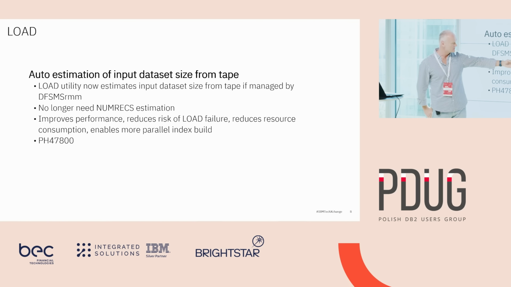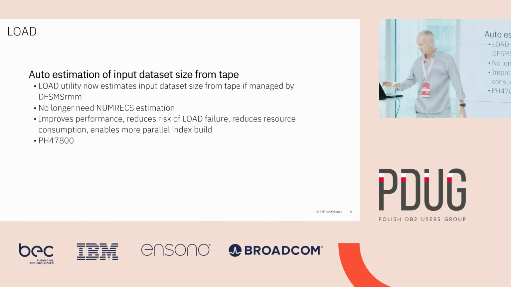Without it, you would need to use a NUMRECS option where you basically just tell us roughly how many rows you think you're going to be loading. Are we talking about loading 10 rows, or are we talking about loading 10 million rows? Because that makes a big difference. But now with this, if you're using RMM, you don't need the NUMRECS parameter anymore. If you specify NUMRECS, we will use whatever value you specify. We will not override it.